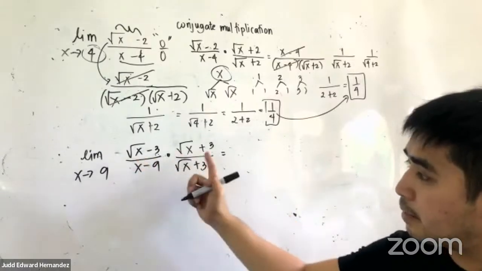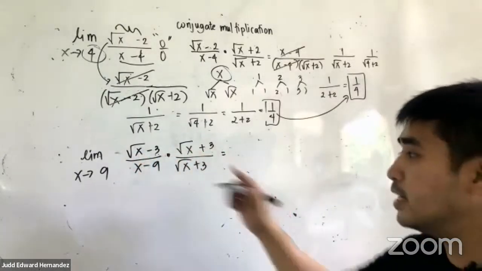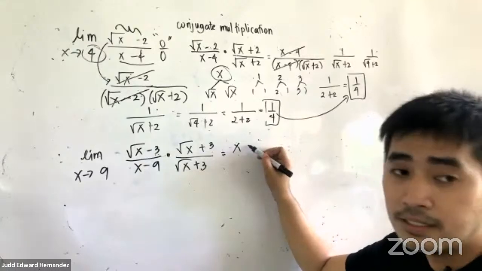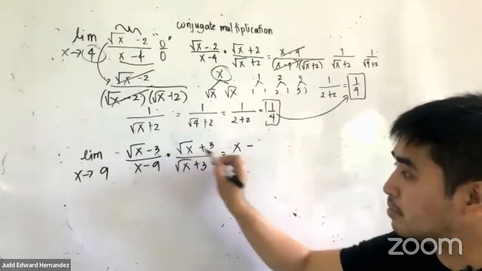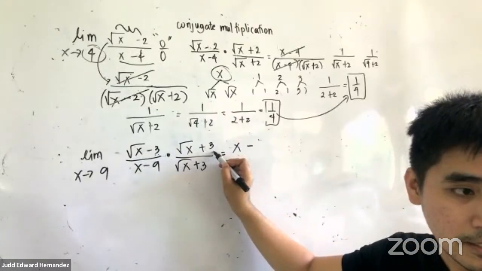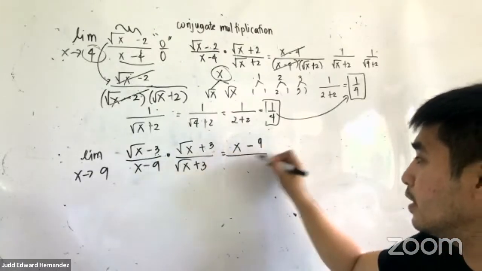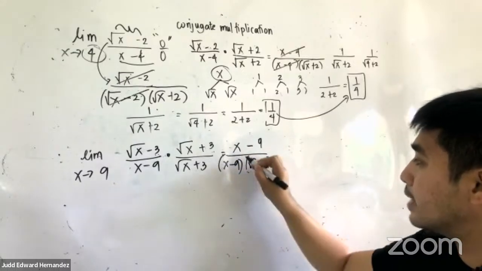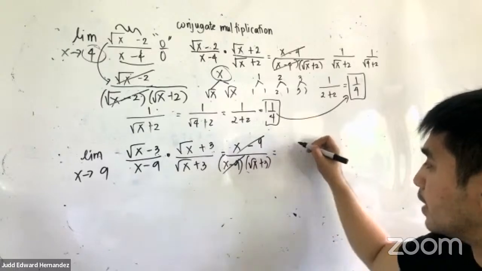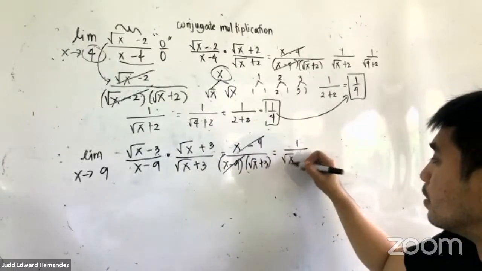Okay, anong mangyayari? Multiply the first and the last term only. It becomes x minus 3... bakit 3? 3 times 3, 9 po pala. 9 po. Over x minus 9 times square root of x plus 3. Cancel out x minus 9. That is 1 over square root of x plus 3.